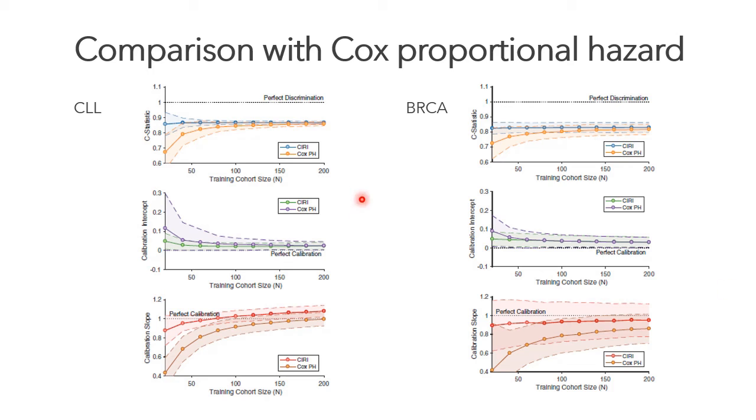And this one is a comparison between Cox proportional hazard and SILI. SILI uses the component of Bayesian Cox proportional hazard, and this one is C statistic, calibration intercept, and calibration slope. You will see that at low sample size, the Cox proportional hazard works worse than SILI. It's all the same in every graph.